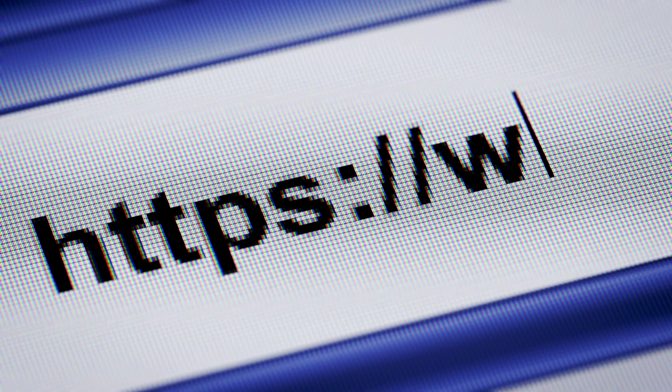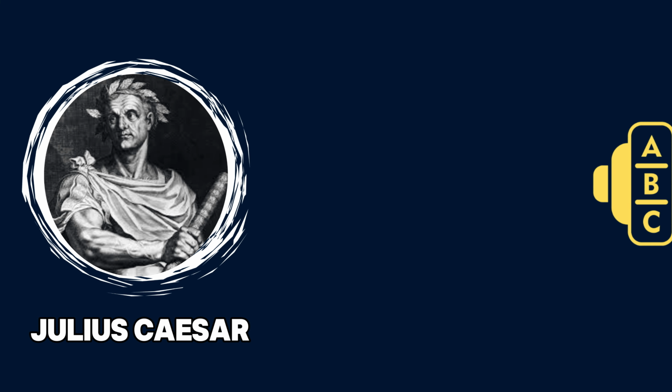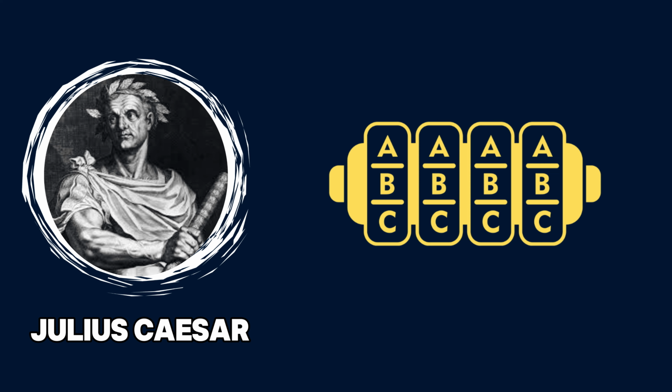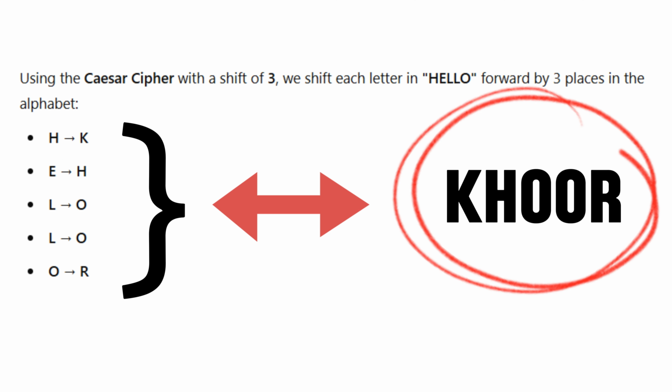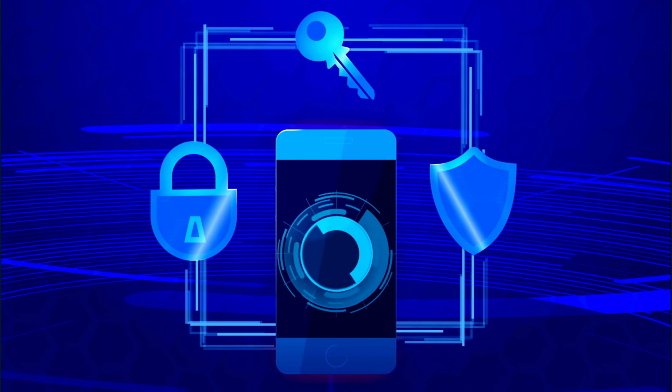online transactions. One famous example is the Caesar Cipher, where Julius Caesar shifted letters in the alphabet to send secret messages. Hello, shifted by 3 becomes Khoor. While simple, it laid the foundation for modern encryption.